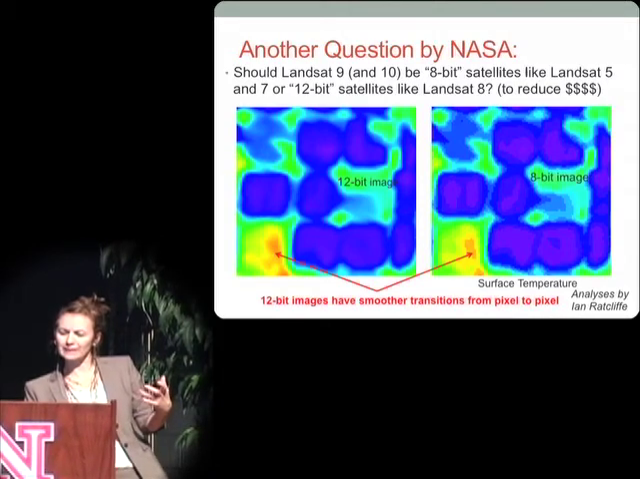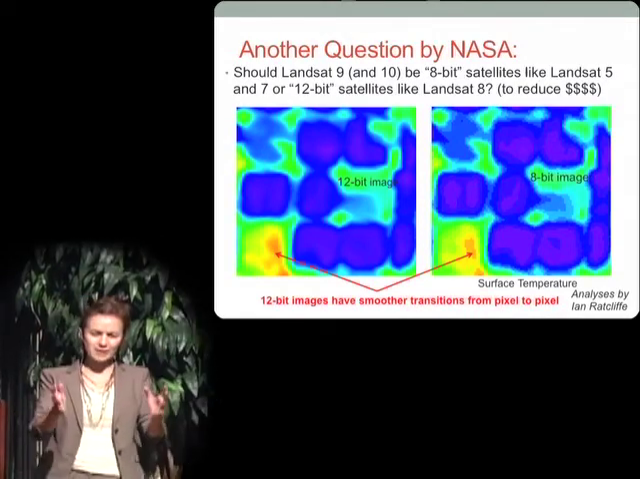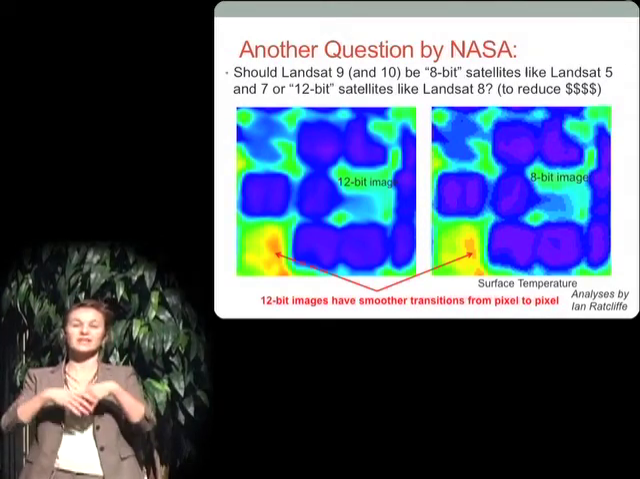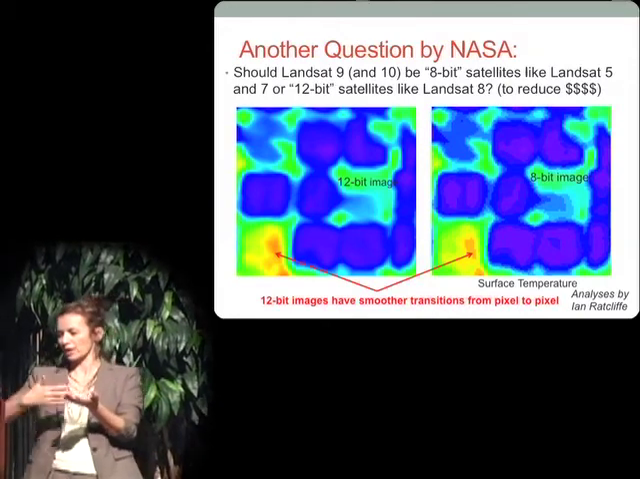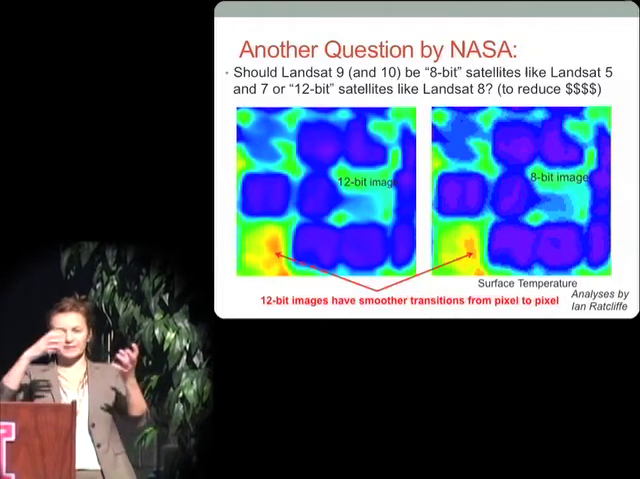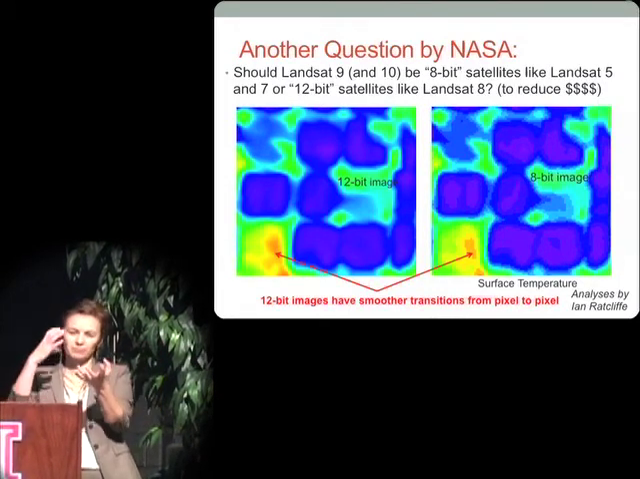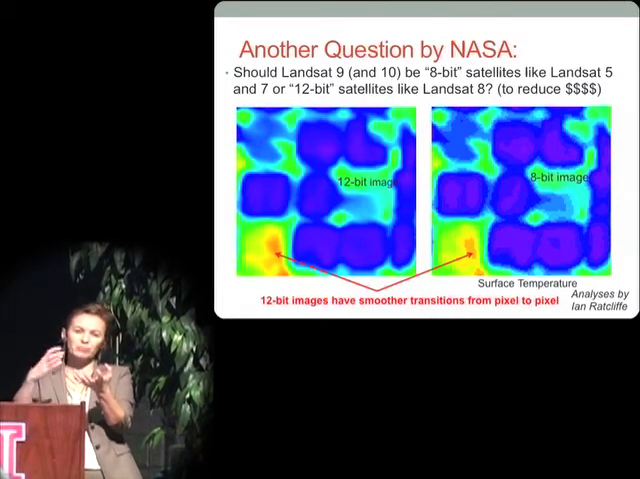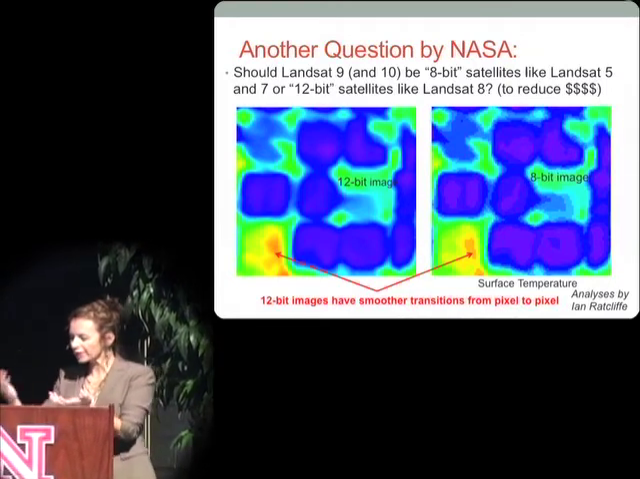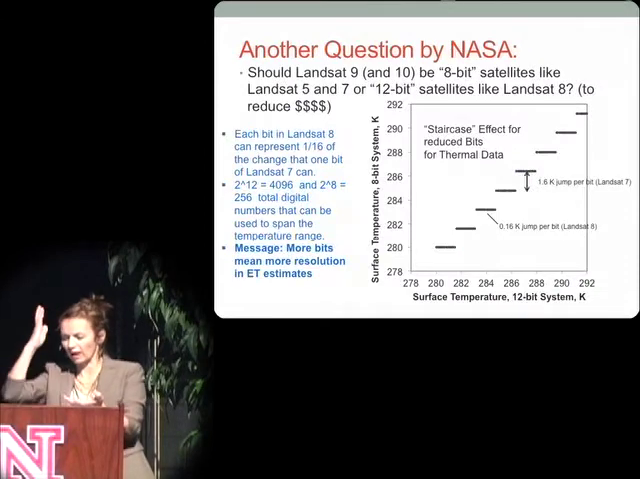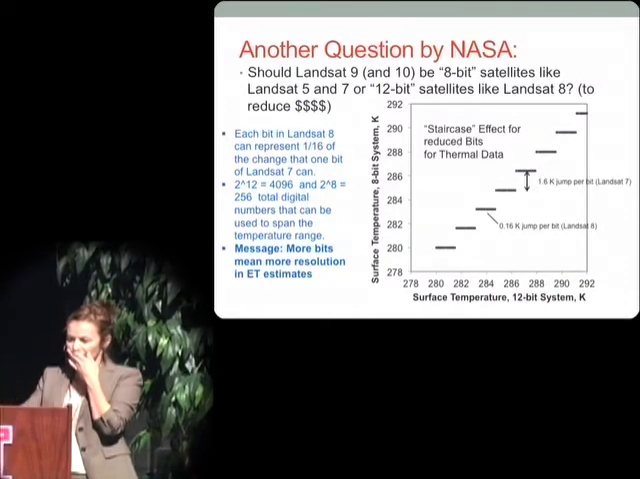Again, the 8-bit is much simpler. And so, there's a lot of jumping. Maybe there is a range in the temperature in that pixel, but that's being buried, or either a low or upper number is being interpolated.